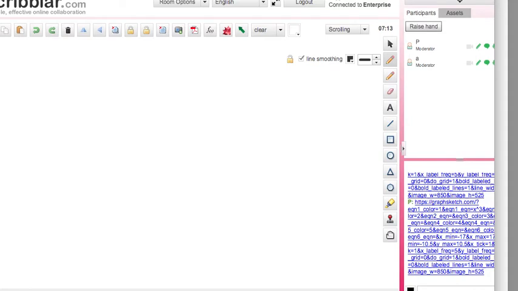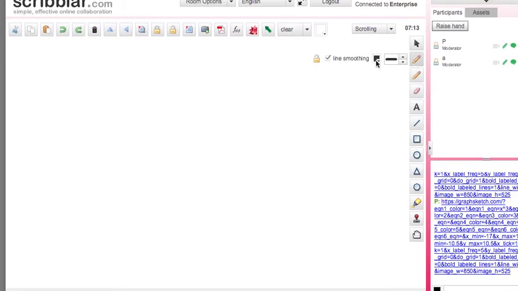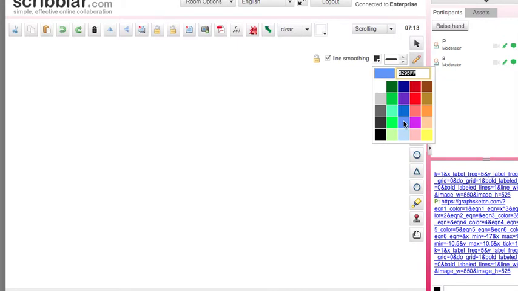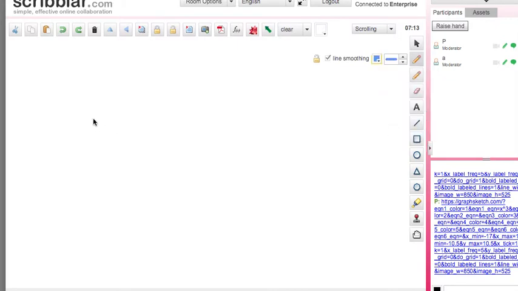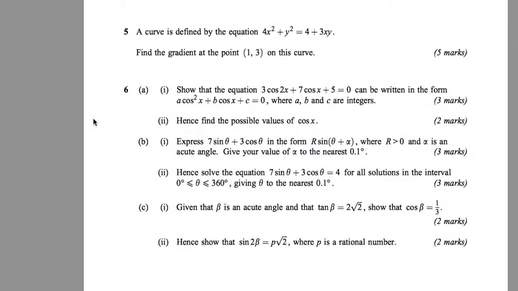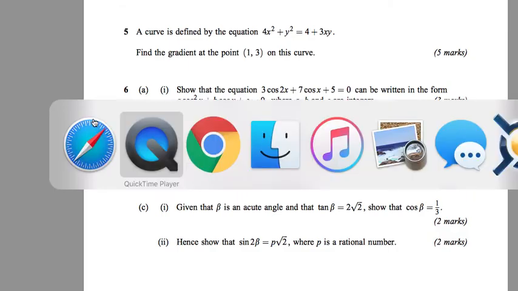So what we do is... I've already forgotten the question, bear with me. So 7 sine theta plus 3 cos theta.